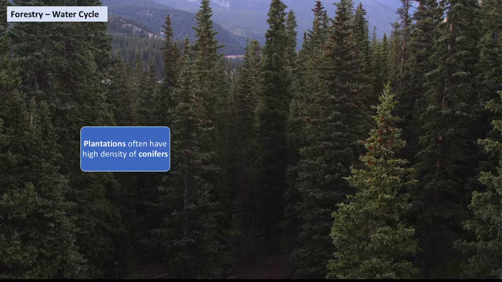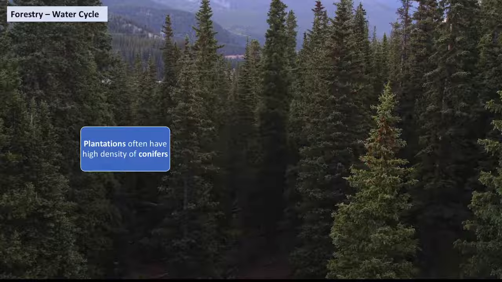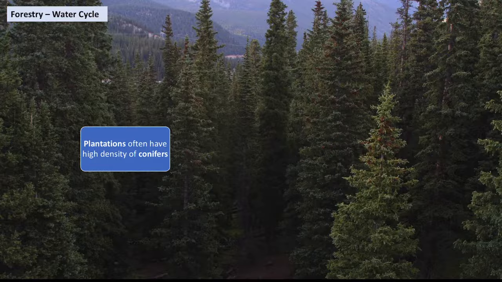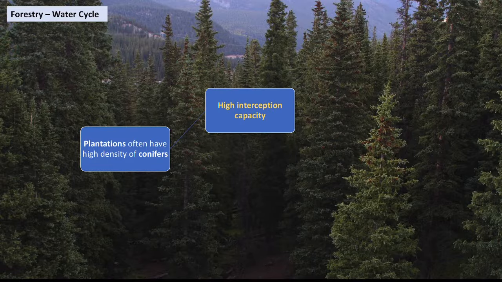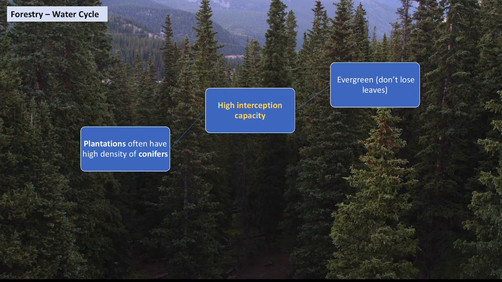And when we get these plantations, they're very dense in terms of the amount of conifers. They're really close to each other, and this will affect the water cycle in a couple of ways. They'll have a high interception capacity, not only because there's so many of them put together, but also they're evergreen, so they don't lose their leaves. That means they can intercept all year round.